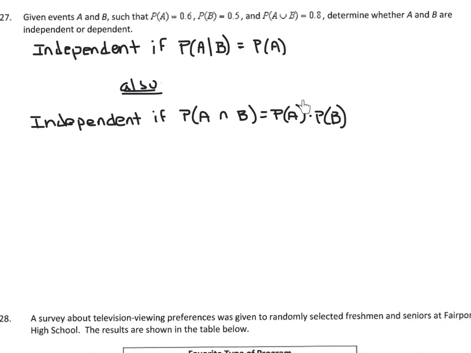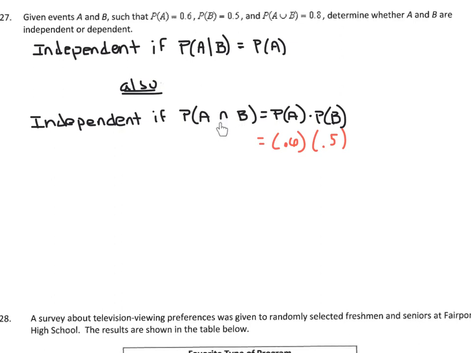If we use this formula, they give us the probability of A. They say right here that the probability of A is equal to 0.6, so I'm going to plug that in, in parentheses, because we'll have to multiply it by the probability of B. They tell us the probability of B is 0.5, so let's replace the probability of B with 0.5. Unfortunately, we don't know the probability of A and B.